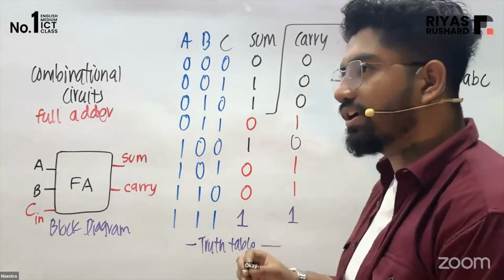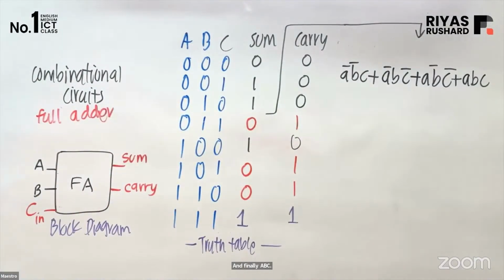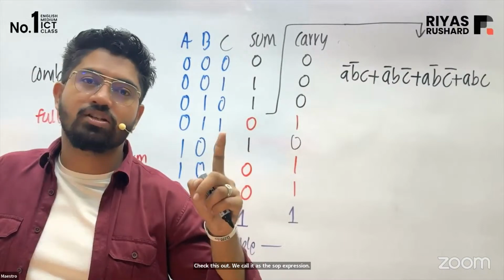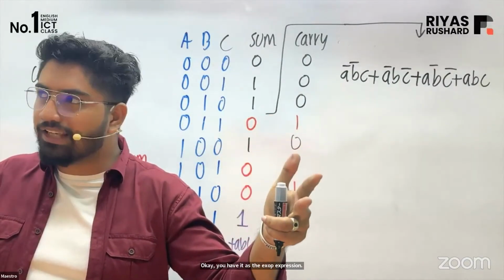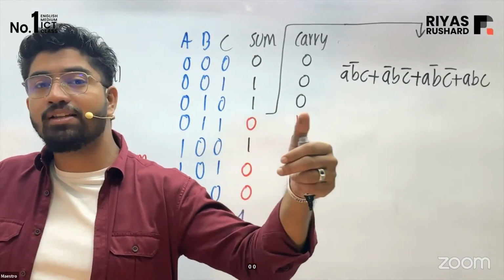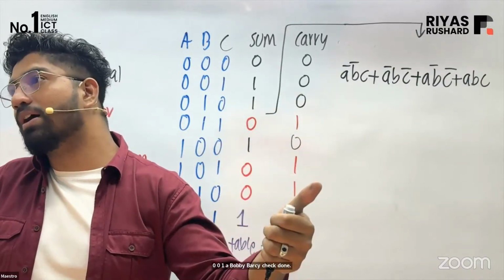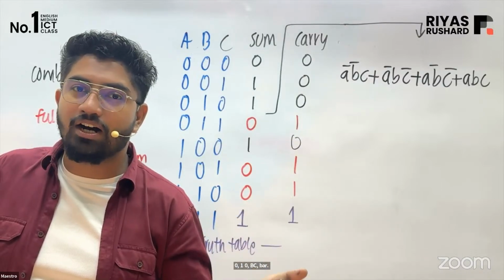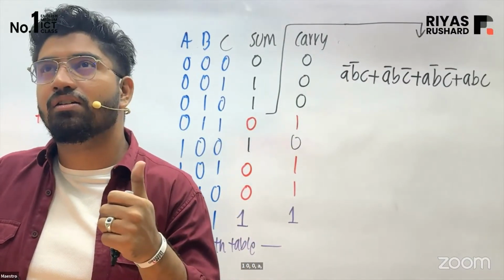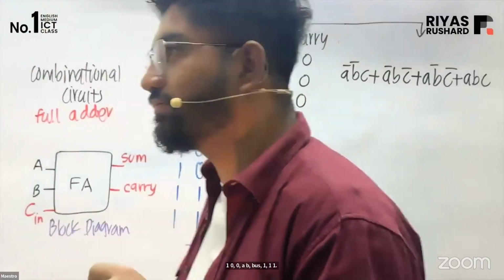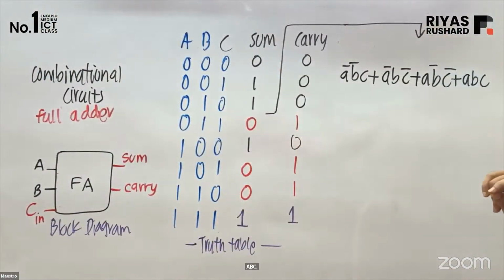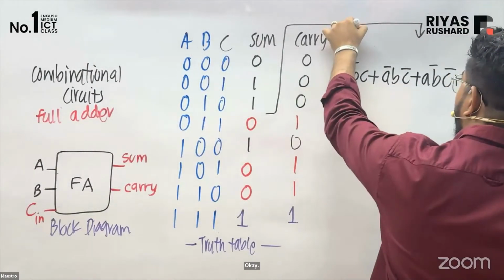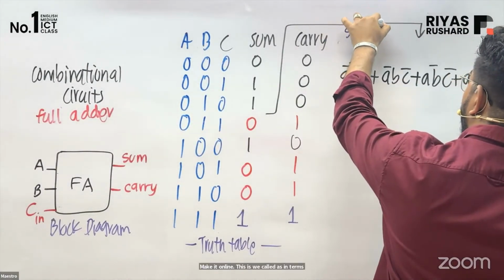Check this out. We call it the SOP expression. 0 0 1: A bar B bar C. 0 1 0: A bar B C bar. 1 0 0: A B bar C bar. 1 1 1: A B C. Keep this in mind. This is what we call SOP and POS.